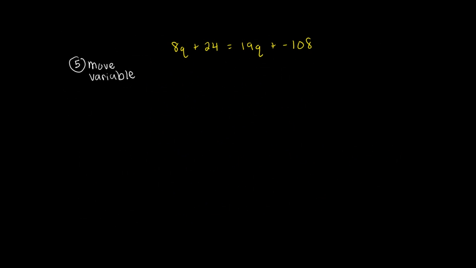Let's actually do it that way, because we haven't really moved any negatives, and so that way we have to move the negative 108. So far, everything we've moved has been positive. So let's move the 8q instead of the 19q. So that's positive, so we're going to subtract 8q from both sides. 19 minus 8 is 11q. So 24 equals 11q plus negative 108.